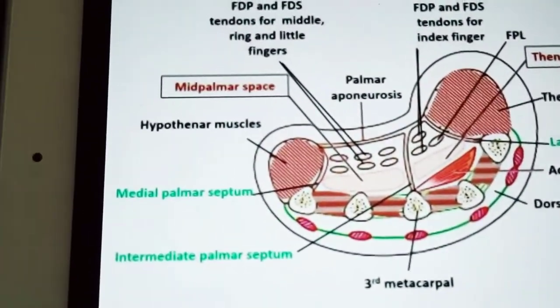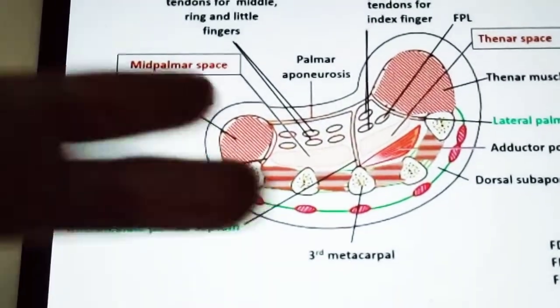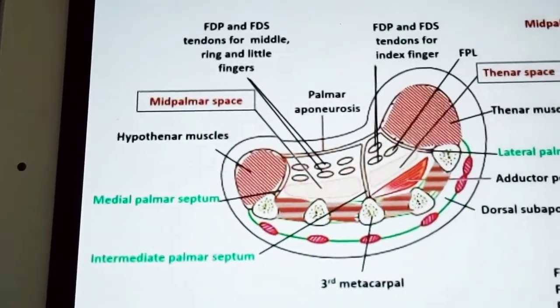Okay, and drainage. If there is any infection in this mid palmar space, any pus filling here, then how do you do the incision? The incision is done in either the third or fourth web space. So you do the incision in the third or fourth web space to remove this fluid.